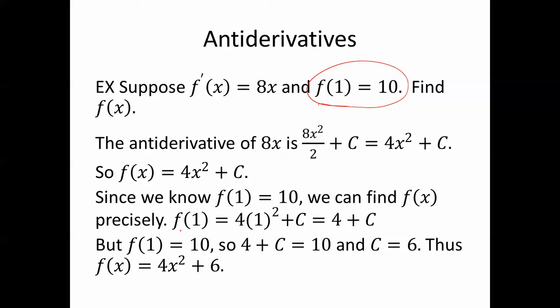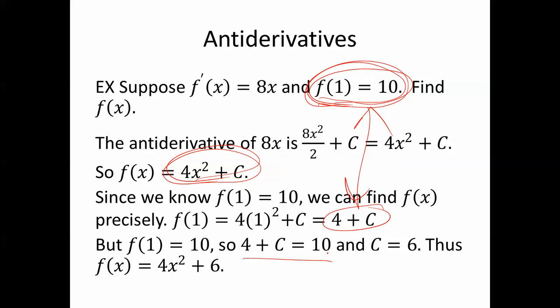Now f of 1, based on this formula, is going to be 4 times 1 squared plus c. In other words, 4 plus c. Why did I plug in x equals 1? Because we know that f of 1 is 10. We were told that. And we also know from this formula that f of 1 is 4 plus c. So when we compare these, we can see that 4 plus c is 10, and therefore c is 6, at least in this particular problem. So f of x is not just 4x squared plus c, f of x is 4x squared plus 6. And again, the reason we can nail that down, the reason we don't put just plus c, is that we were told this initial value of f.